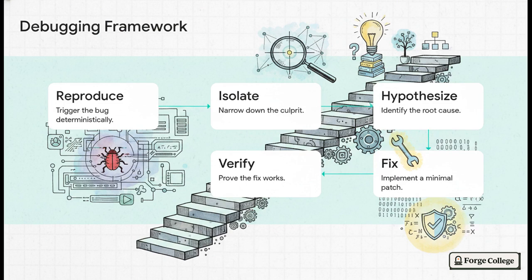Step 1, reproduce the bug. Step 2, isolate the issue. Step 3, hypothesize. Step 4, fix. And step 5, verify. This structured, methodical mindset is exactly what we focus on in Forge College programs. You capture the bug deterministically, narrow down the moving parts, guess the root cause, patch it up, and then mathematically prove your fix actually works.